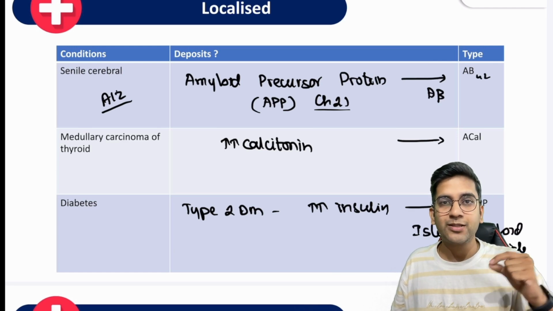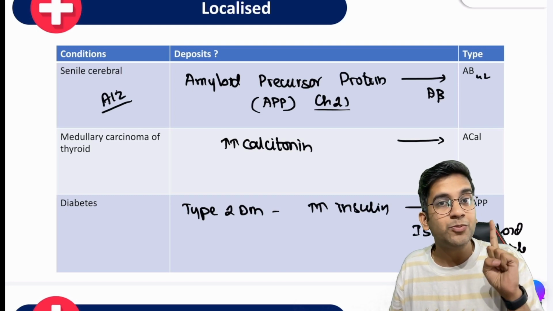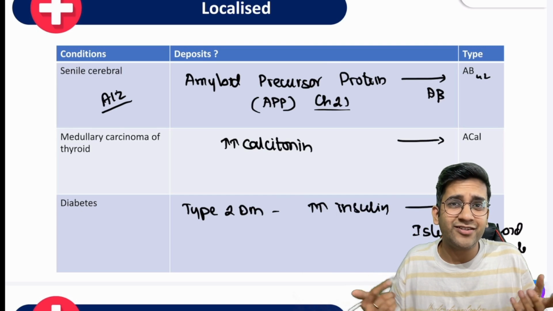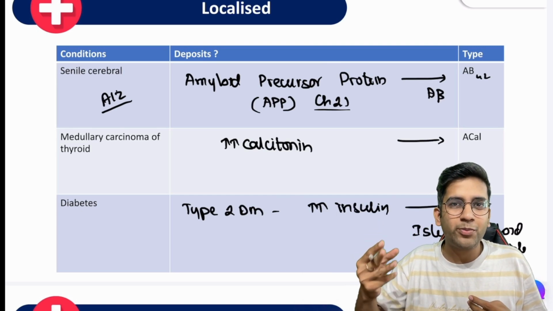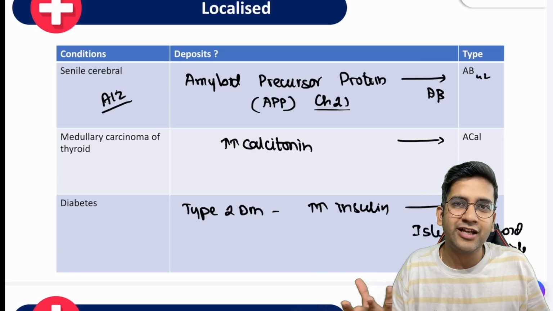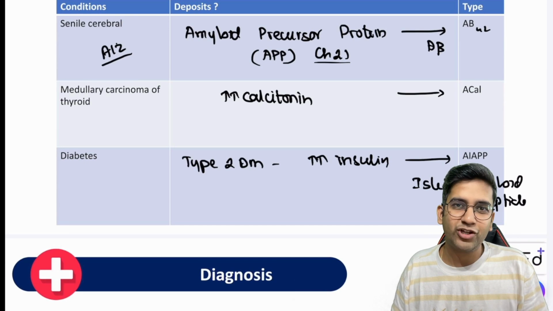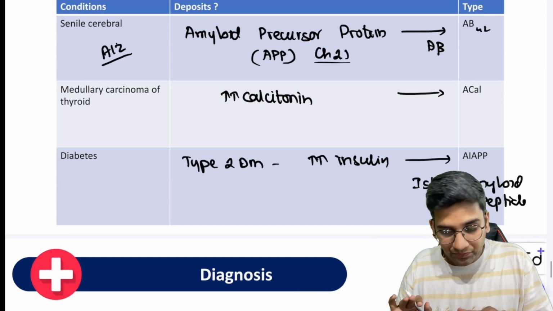This amyloid precursor protein is in chromosome 21. That's why you must have read that Down syndrome is an increased risk of Alzheimer's disease. Down syndrome, trisomy 21, more amyloid precursor protein, more A beta, obviously can result in Alzheimer's disease, right? Perfect. Medullary carcinoma thyroid coming from parafollicular cells, more calcitonin, ACal.